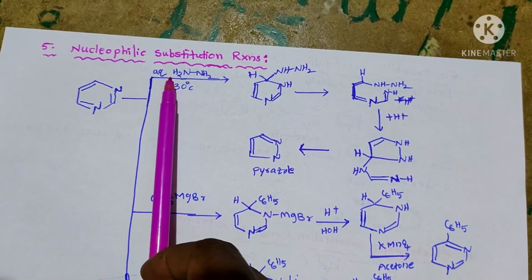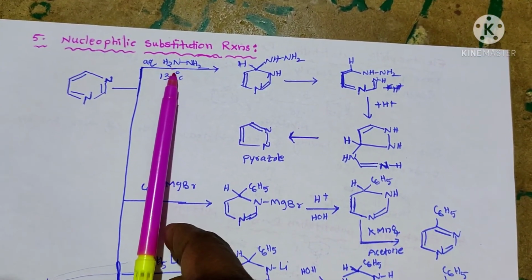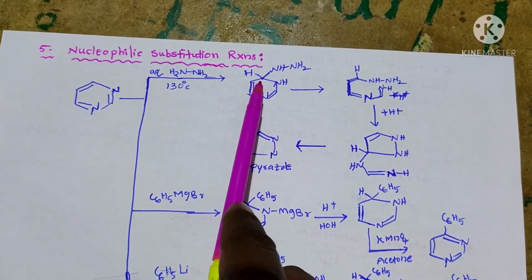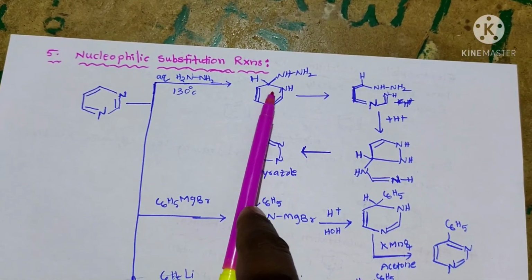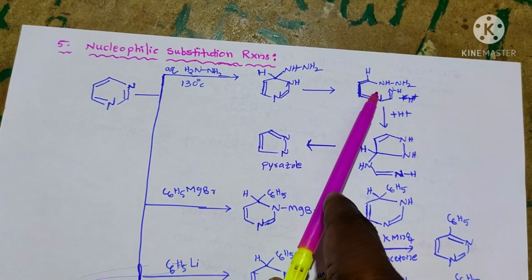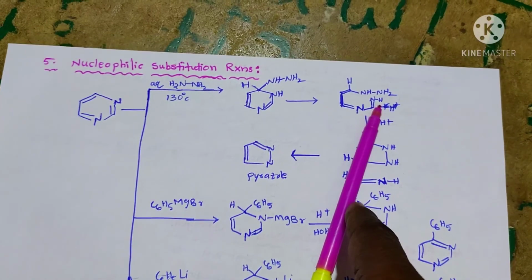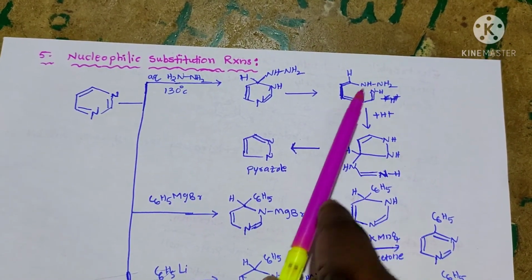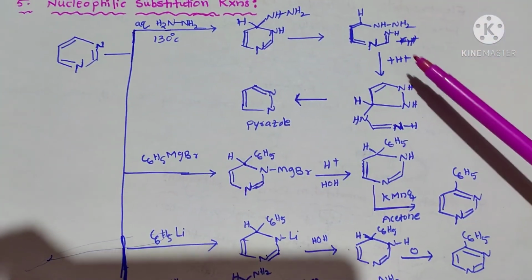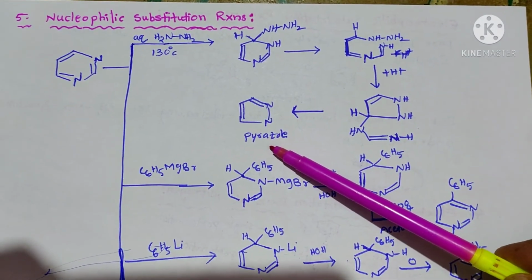Now here we can see some nucleophilic substitution reactions. This is the reaction with hydroxylamine. One hydrogen is substituted here, and the remaining NH group is substituted here. So it is like an addition reaction. Then after this the bond breaks here, and we get the amidine group here. In the presence of H plus ions, this one undergoes cyclization, and ultimately we get the pyrazole.